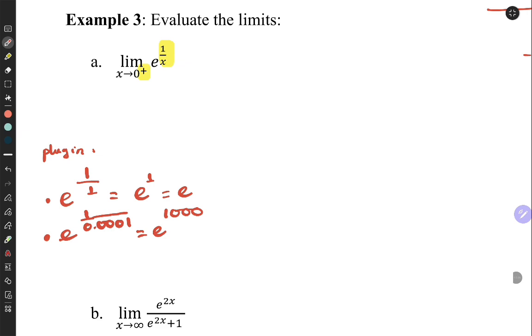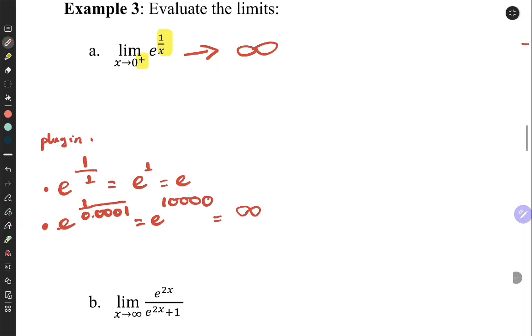Is that 1,000? Right? 10,000? Oh, 40. Okay, thank you. 4,000. E to power 10,000. Huge or small? Okay, so the closer I get to 0, this fraction being bigger, e to something big is bigger. Therefore, this limit goes to infinity.